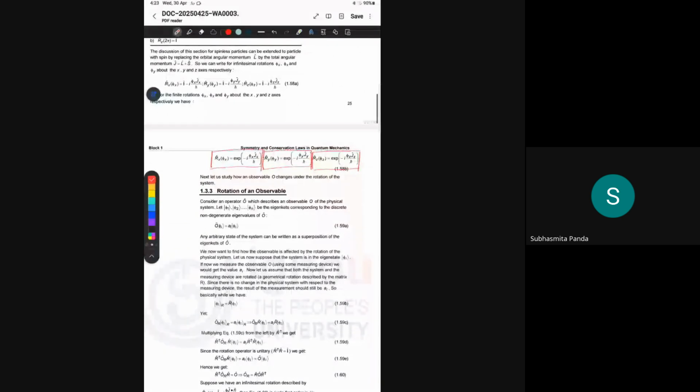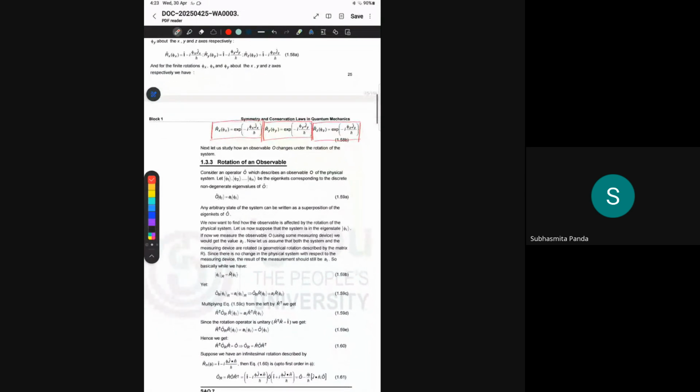Next, it is talking about rotation of an observable. Initially, we were talking about rotation of the system and rotation of the wave function or the state function under rotation. Now, rotation of an observable.